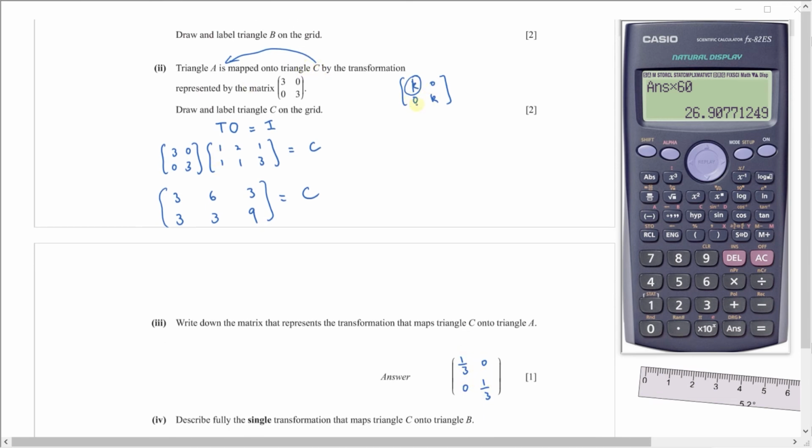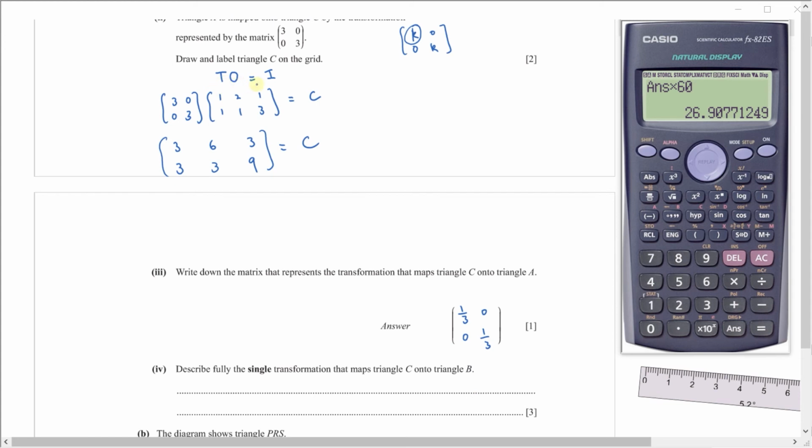But if for some reason you don't remember that this is the enlargement matrix with scale factor 3 and center of enlargement 0, you can actually calculate this matrix as well. Let me show you how. We will use again the same equation, that you apply transformation T to an object to get the image I. Now in this case, your object is triangle C. Transformation T is the matrix that is unknown, so let's call it A, B, C, D, multiplied by the object. The object is this triangle C, so let me write down its coordinates: 3 3, 6 3, and 3 9.